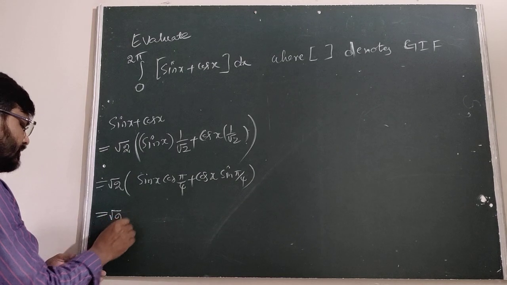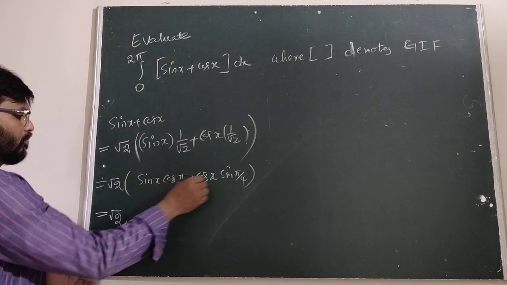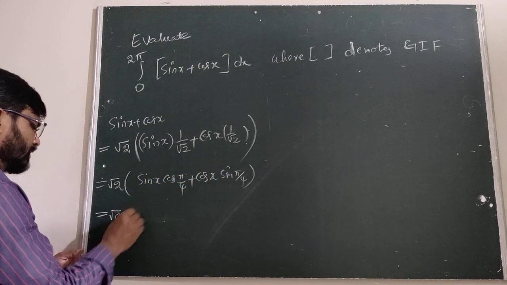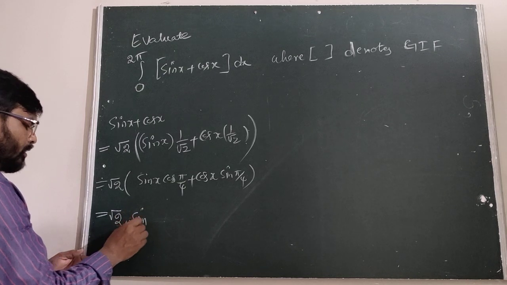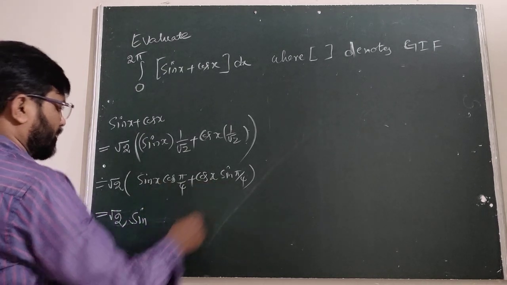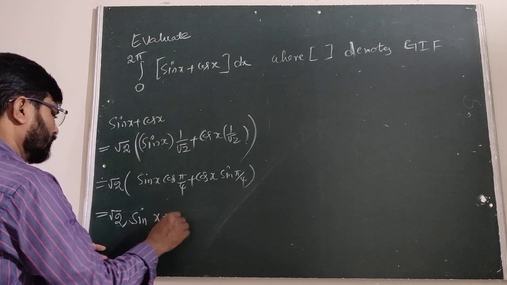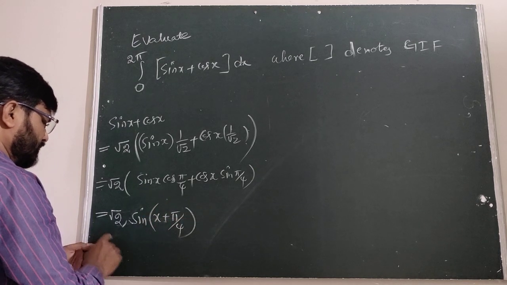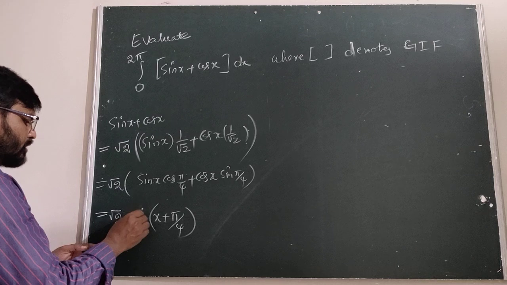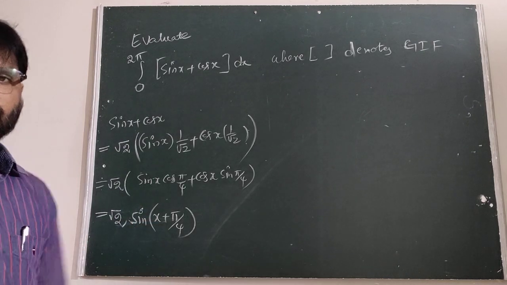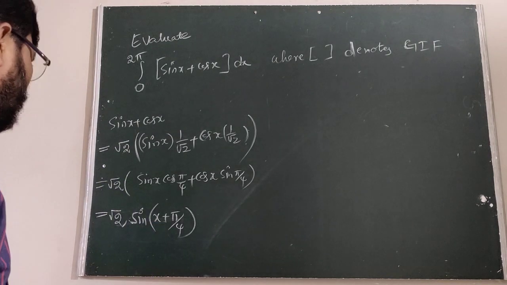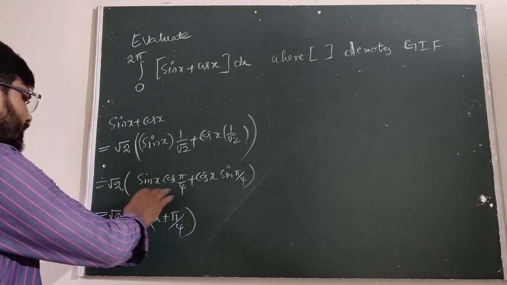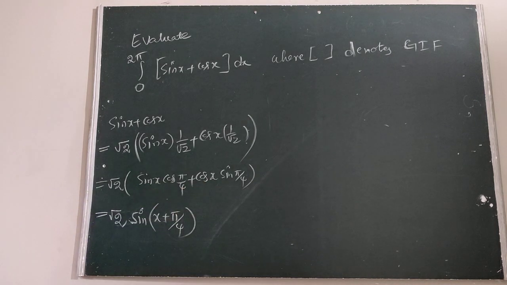Now we can write this using sin a cos b plus cos a sin b is the sin of a plus b. So this is root 2 into sin of x plus pi by 4. Is it clear? Now we have to take the interval between 0 to 2 pi.